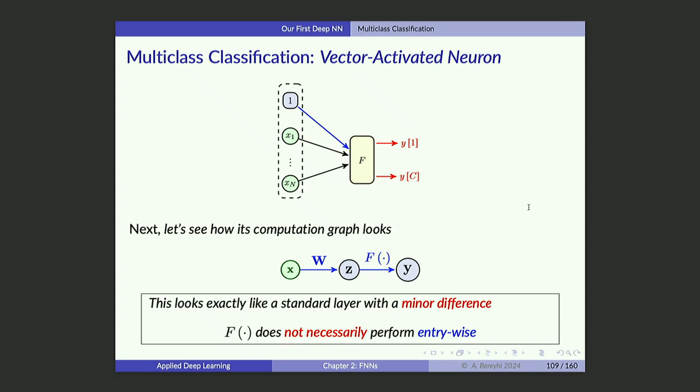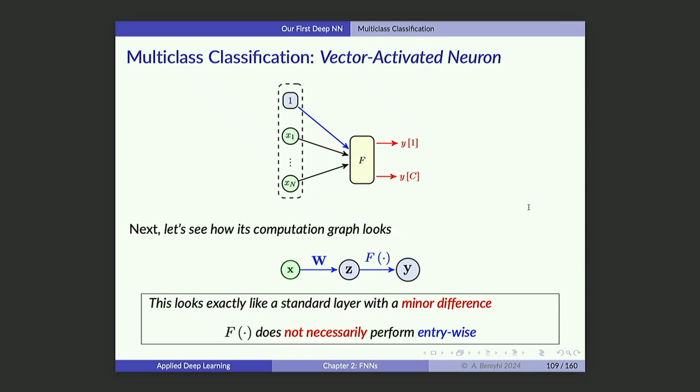Actually, I would never do it in such vector-activated neurons. I basically give the whole Z to this function F, and then this guy is going to compute the whole Y. So every single entry at the output, every single Y here, could be a function of everything inside this vector Z. Clear? So don't make the mistake. It's not an entry-wise operation anymore. Clear? But besides that, everything is as before, right?